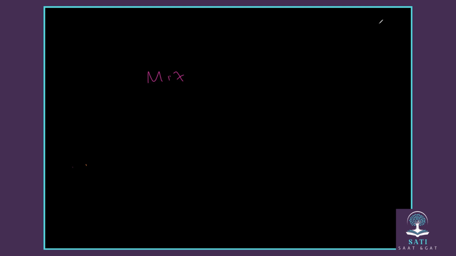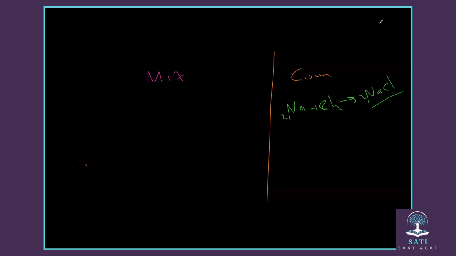Okay, what's the difference between compounds and mixtures? A compound in chemistry is two elements or more that react chemically to produce a new substance. For example, if I have Na plus Cl, this one is sodium and this one is chlorine. When they react together, they produce a new material, which is what? NaCl. So a new substance, NaCl. So in this case, a compound is two or more elements that react chemically and produce a new substance.